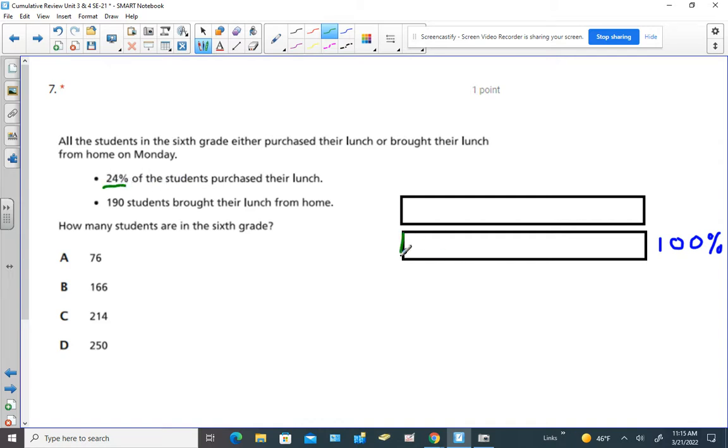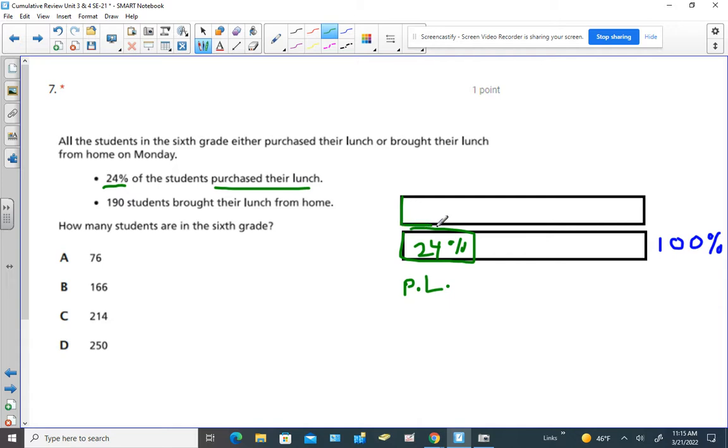So they give us this number. Let's box it in and approximate it. 24% would maybe look like that. And then we always want to put a label. What's the label? These are the folks that purchased their lunch. So let's put PL, which stands for purchased lunch.